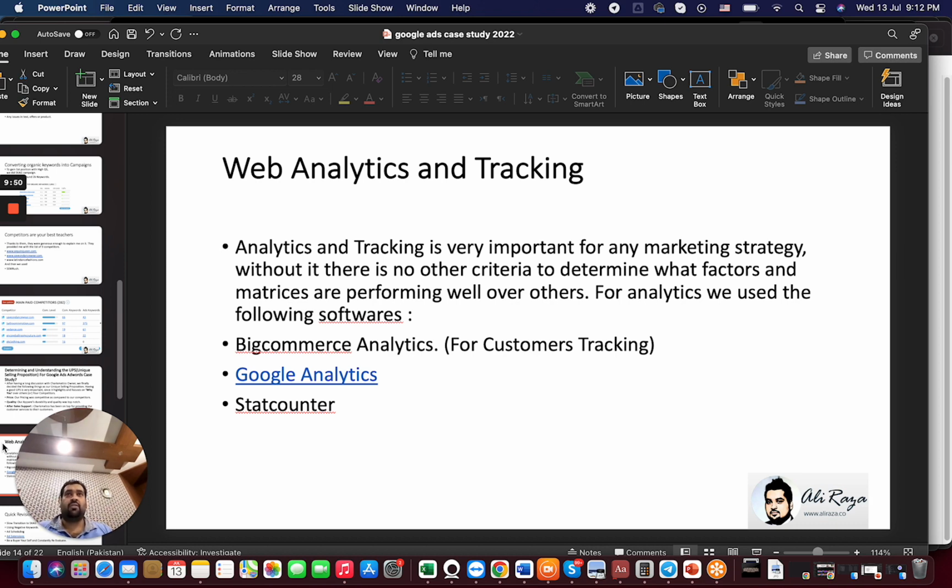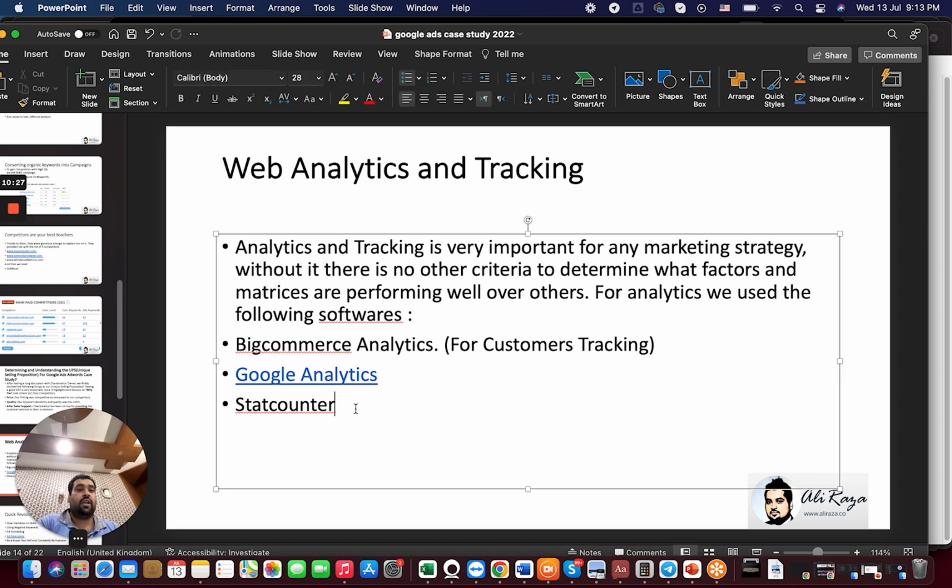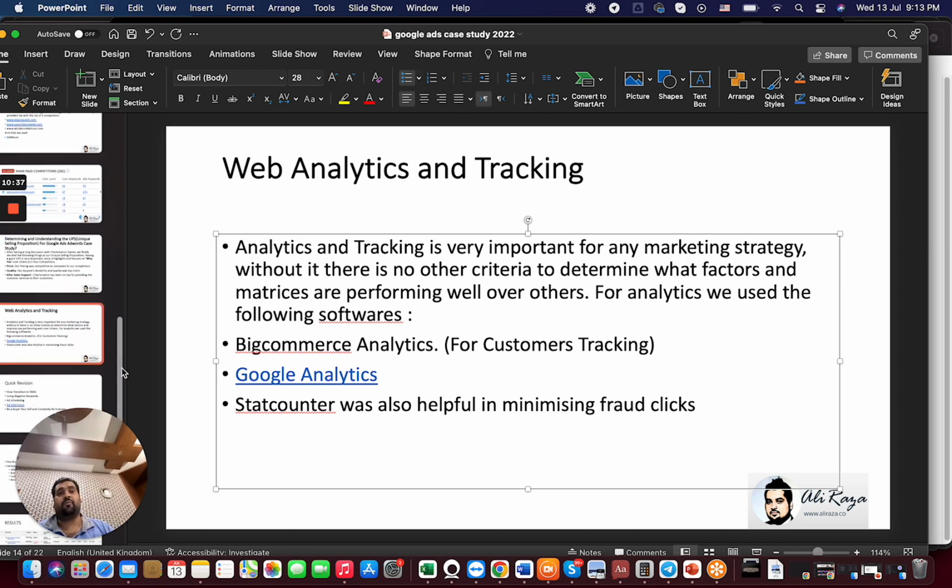It's very important to track your strategies, and to track your visitors is also very important. So we were tracking in three ways. Number one, BigCommerce, which is the platform we were using to manage our e-commerce system. Second was Google Analytics, which is a very well known and famous analytical platform. And the third was StatCounter. Why StatCounter? Because StatCounter gives an idea of each click and each IP address. I can individually see how each IP is performing, how many pages they are viewing, and how many minutes they are spending. So StatCounter was a big help in detecting fraud clicks, and also helpful in minimizing them. It was a great help for us.